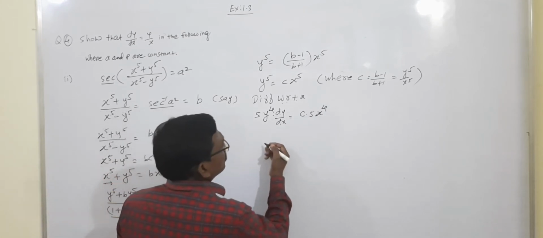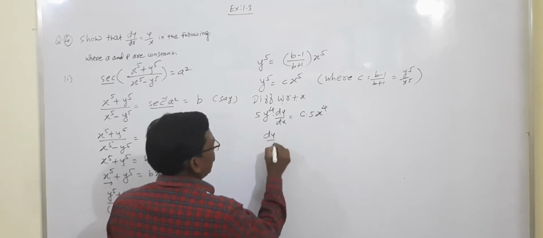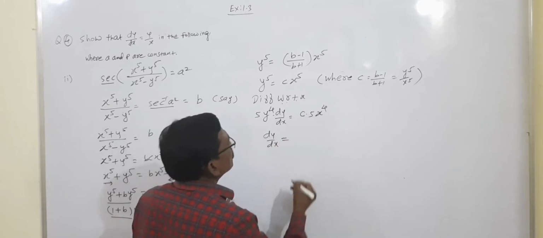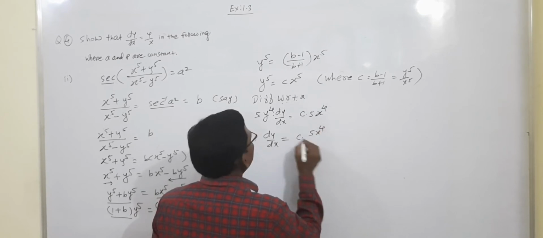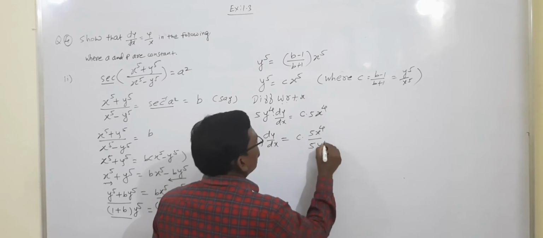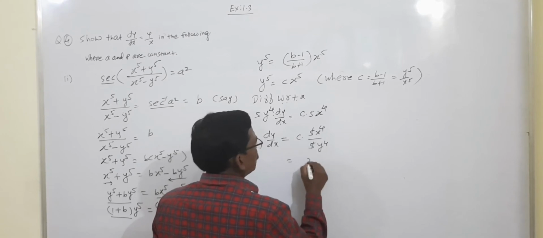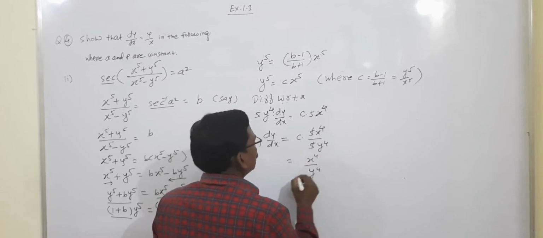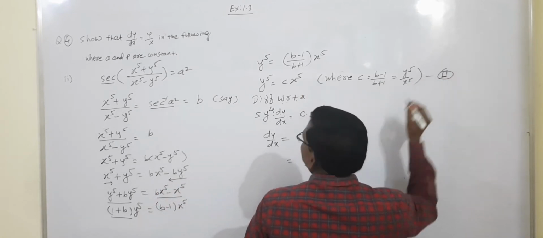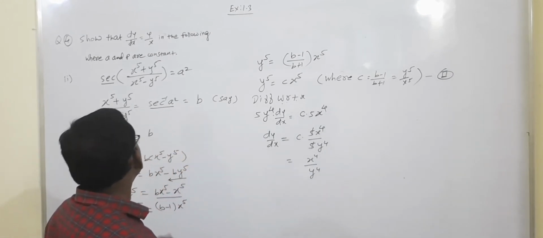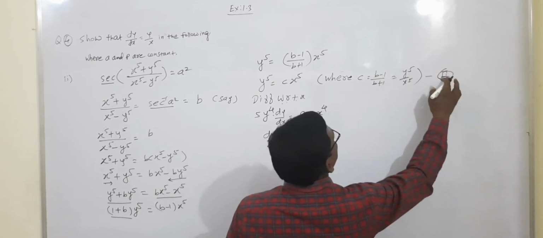Now we take this term to the right hand side, so dy by dx is constant c into 5 into x to the power 4 divided by 5 into y to the power 4. This 5 will get cancelled. It is c into x to the power 4 divided by y to the power 4. But c is here from the equation, we call this equation number 2, the second equation.